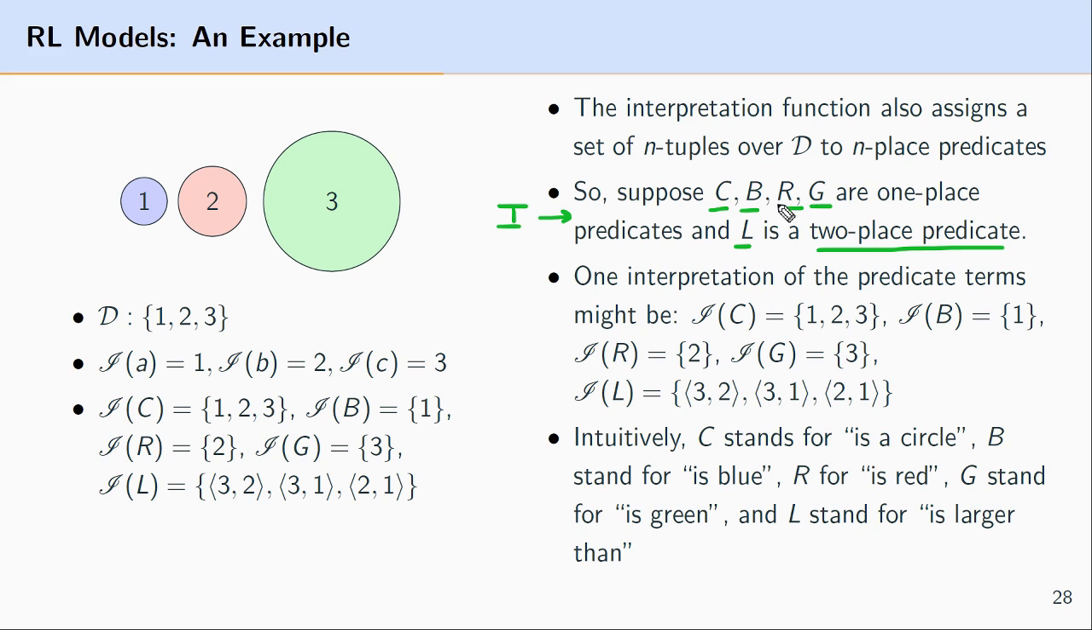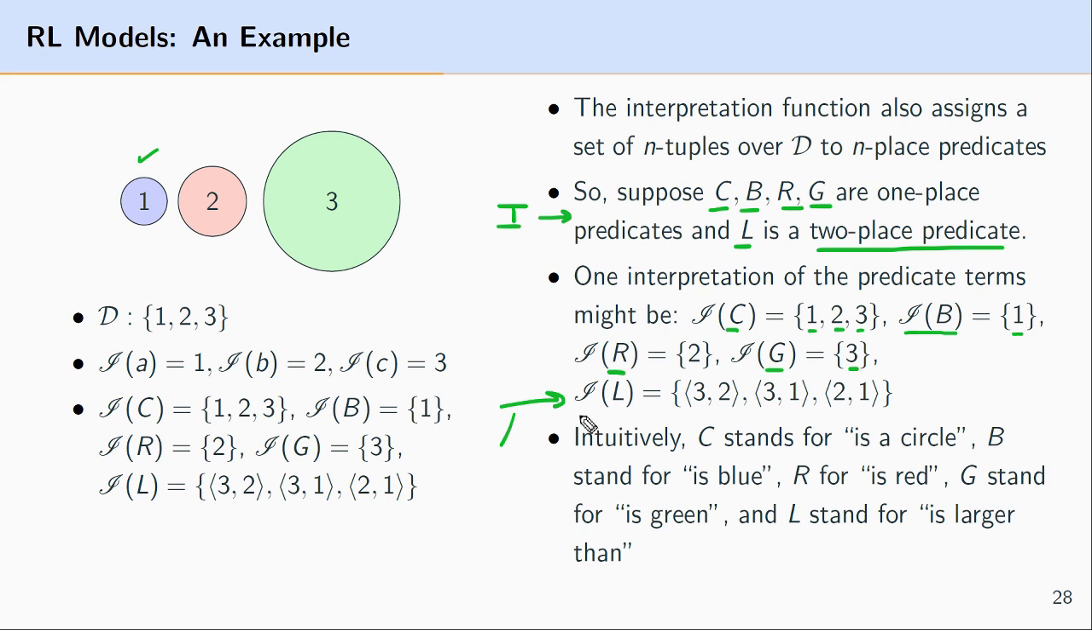So let's say this one-place predicate term C, it stands for is a circle. We designate that each one of the items from our domain is in the interpretation of C. When we go to interpret B, let's say B stands for something like is blue, then it's going to pick out the items from the domain that are, let's say, blue. And so since circle 1 is blue, it selects in its interpretation just this first circle right here. If R stands for is red, then it'll pick out the red circle. If G stands for is green, then it'll pick out the green circle.